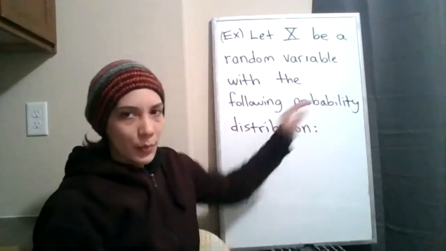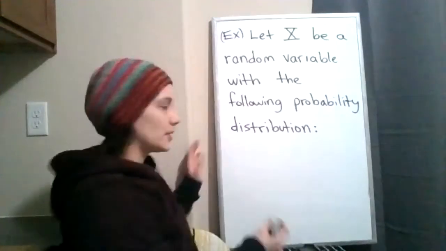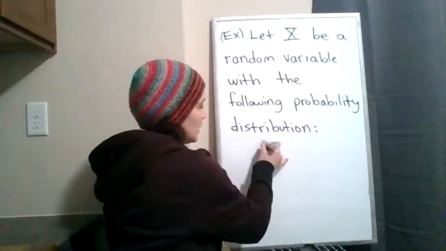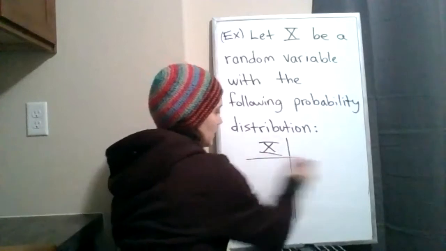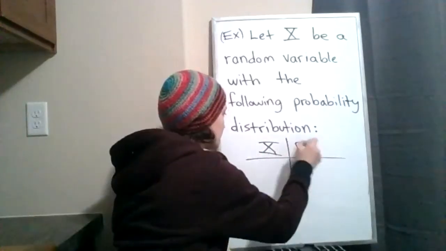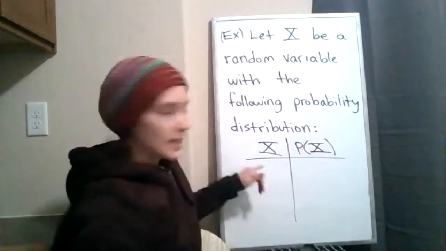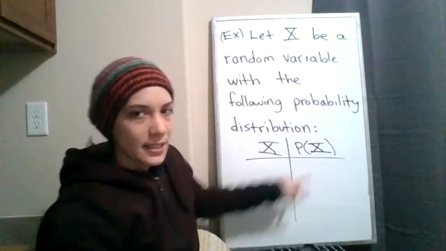And by the way, a probability distribution can be a table or a graph or a formula that lists values of your variable and the probabilities for each value. And we have a table. So our table lists x next to p of x. So this side values of x and this side are probabilities for those values.